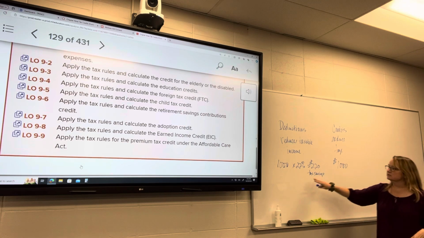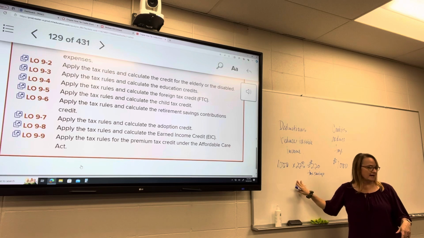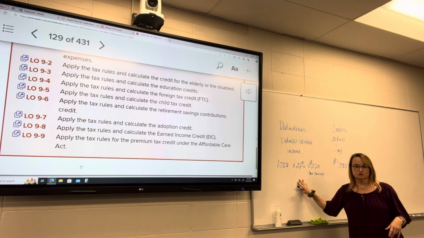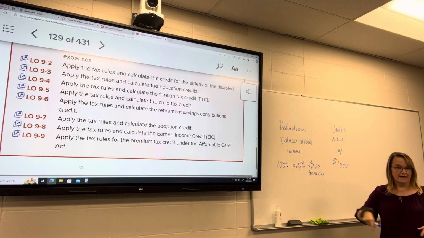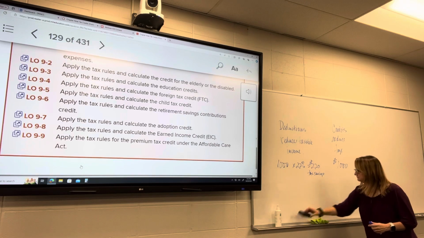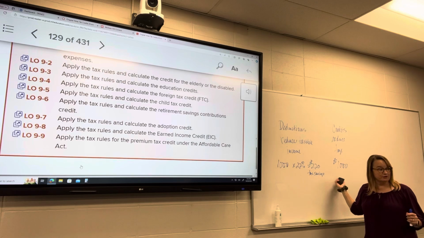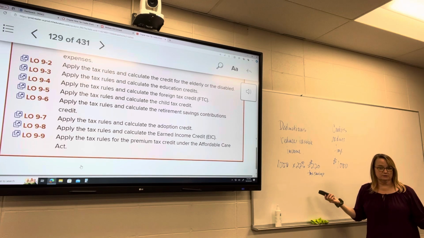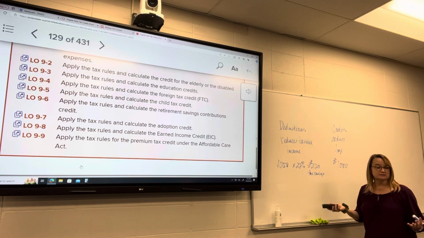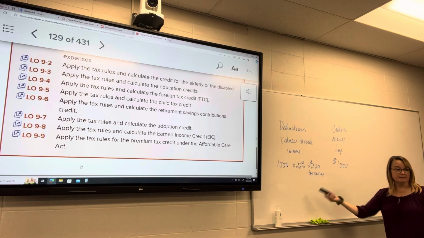As opposed to the deduction, which reduces your tax by a percentage of the deduction. Usually a credit is going to be more valuable, though not always. One of the things that tax professionals will do is make a comparison.